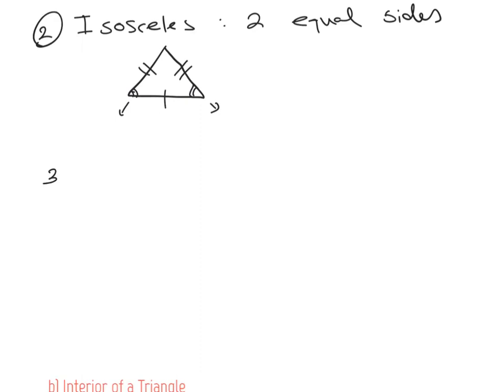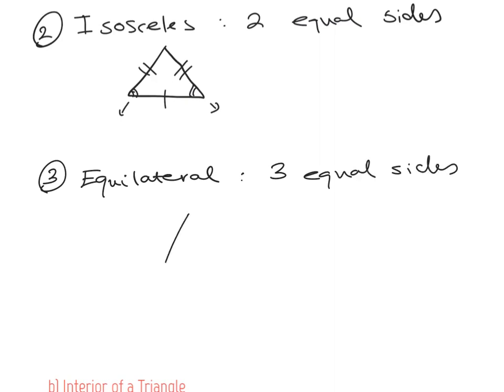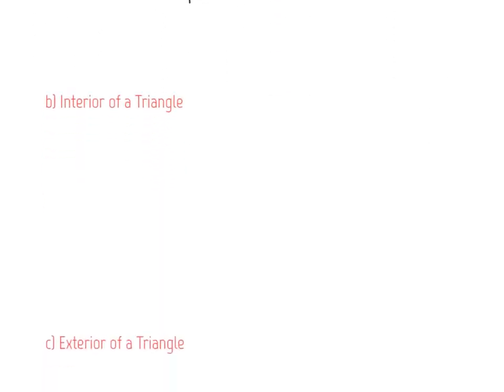And the third type of triangle based on side length is an equilateral triangle. This is when all three sides are equal. Over here, I'm going to just represent these with the line. Since all three sides are equal, all three angles are also equal. So there's 6 types of triangles, 3 based on angles and 3 based on side length.